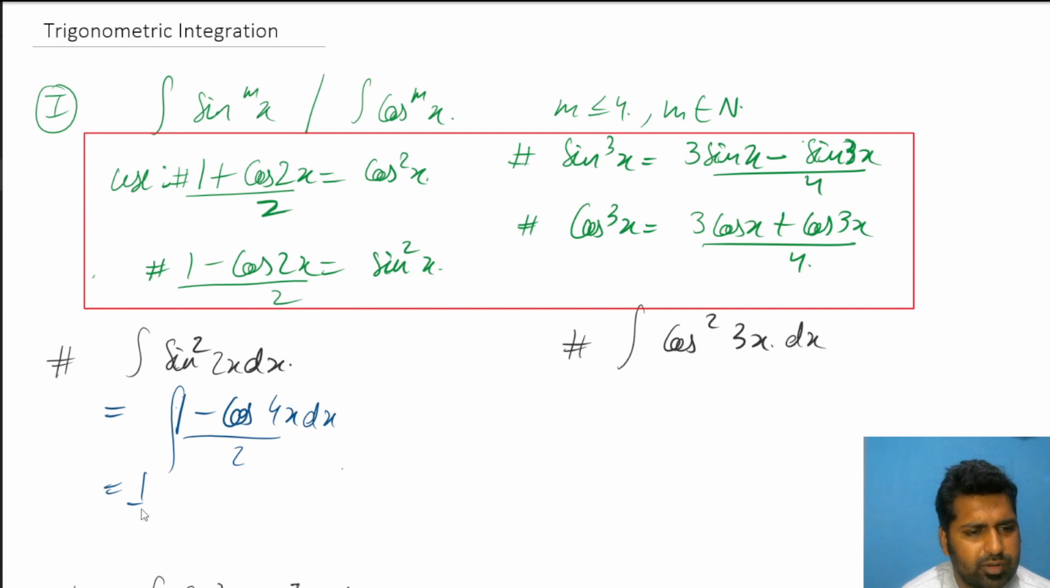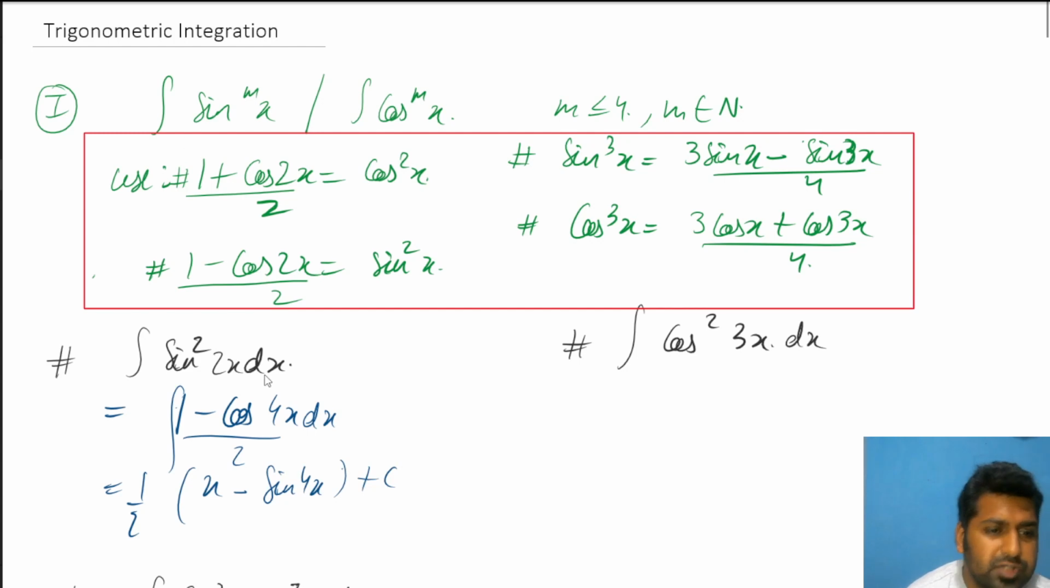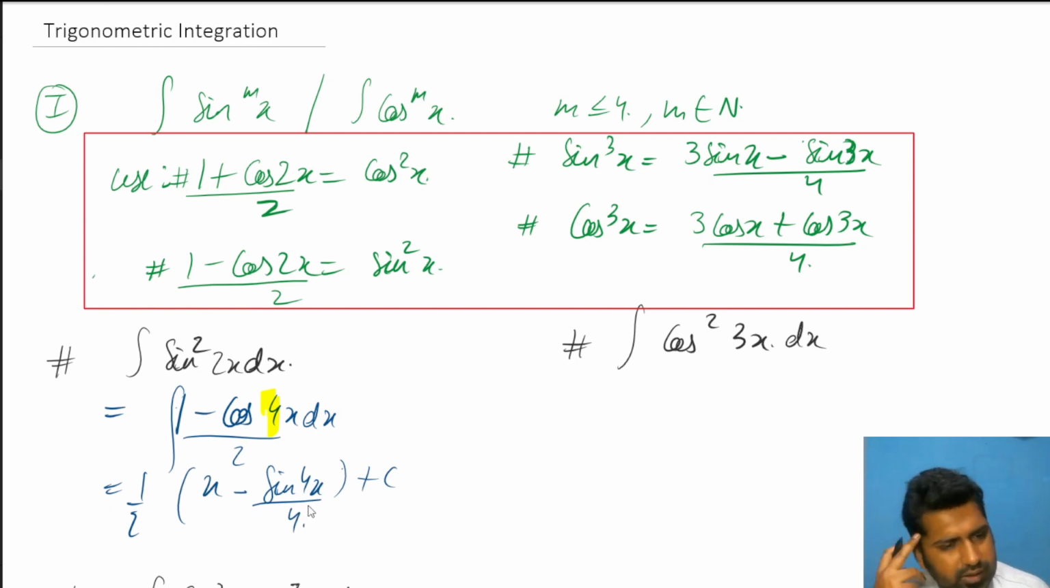I'll keep 1 by 2 outside. What is the integration of 1? That's x. What is the integration of cos 4x? That's sine 4x. Integration is done now. But one casual mistake is that the coefficient of x is 4, so that 4 will come in the denominator. So remember, ax plus b is still applicable here.